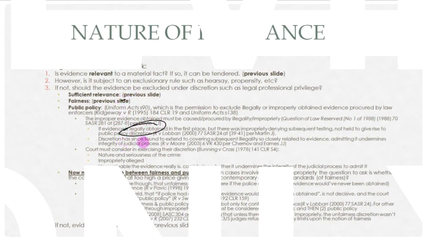Now, discretion has since been found to extend to covering subsequent illegality so closely related to the evidence that admitting it undermines the integrity of the judicial process, and that's R and Moore, per Justice Chernov and Eames. The court must now consider, in exercising their discretion, and this is Bunning and Cross, the nature and seriousness of the crime, the impropriety alleged, and how valuable the evidence really is, considering whether it undermines the integrity of the judicial process to admit it.